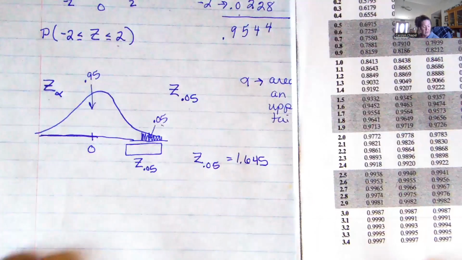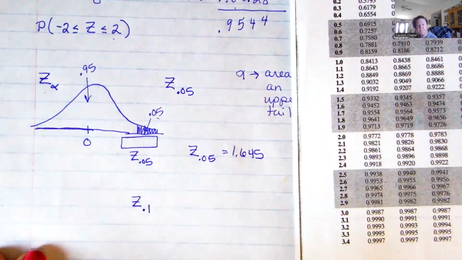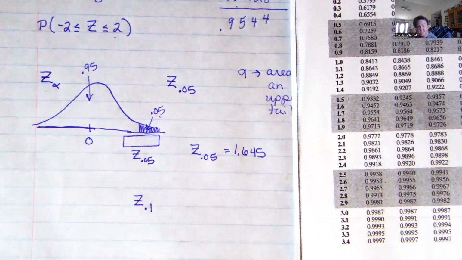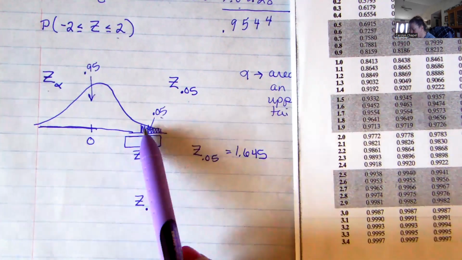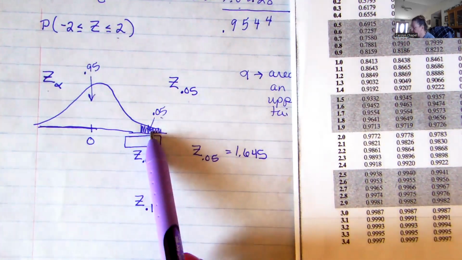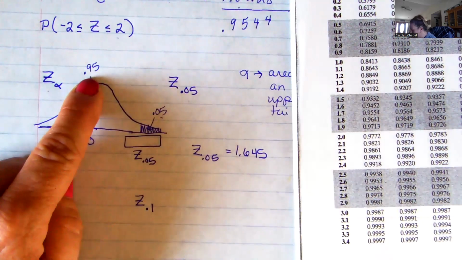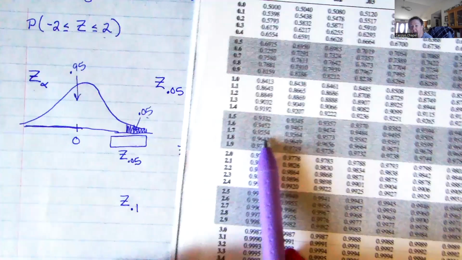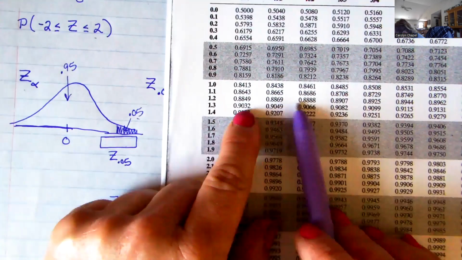Okay, I'm going to do another one. Let's do z.1. I'm going to use my picture above. So 0.1 is going to represent the area in this little tail, which means this is going to be just 0.9. So I'm going to be looking for 0.9 here.